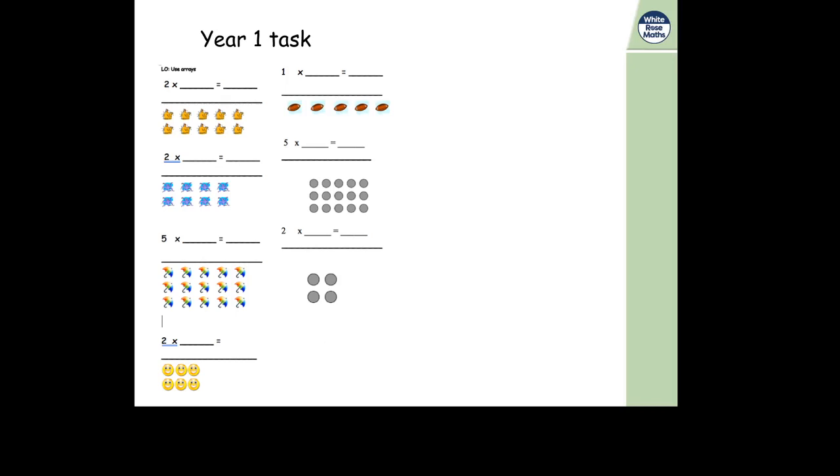Well done. I'll see you tomorrow. Year 2s and year 1s, you've got something different tomorrow. So year 2s, you're moving on to something different. We've done arrays now. Year 2s, you're moving on to the 2 times table, whereas year 1s, you're moving on to doubling. Okay, see you tomorrow.